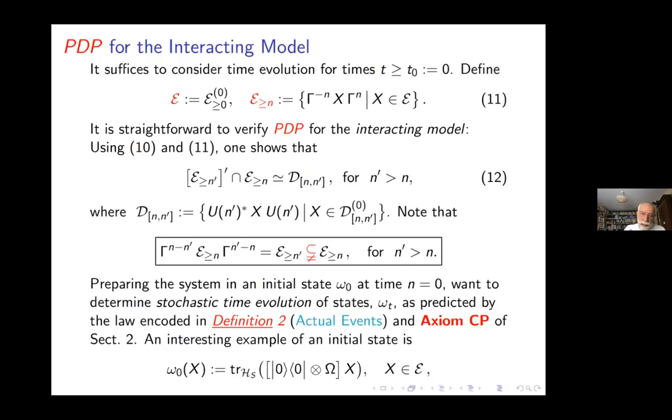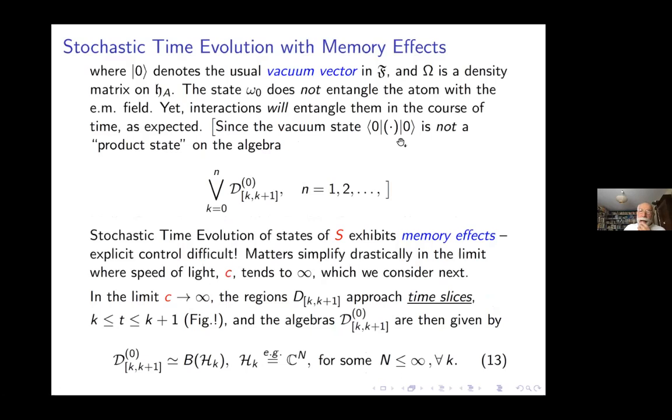So let's prepare a system in an initial state omega naught at time n equals zero. We would like to understand how this state evolves stochastically if we use the rules of the ETH approach for time evolution, namely the definition of actual events and the collapse postulate. An interesting choice of an initial state is the following state, omega sub naught, which is obtained by taking the Fock vacuum for the photons and tensoring it with a density matrix on the atomic Hilbert space. All right, so this state does not yet entangle the atom with the electromagnetic field. However, if I use the interacting time evolution to see how this state moves into the future, then the interactions will entangle the atom with the photons.